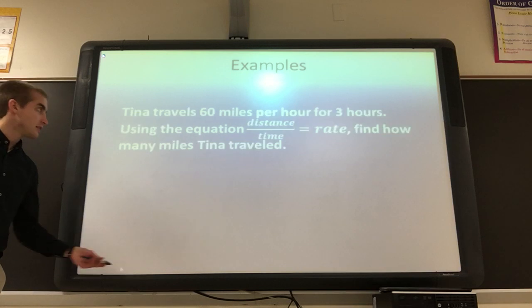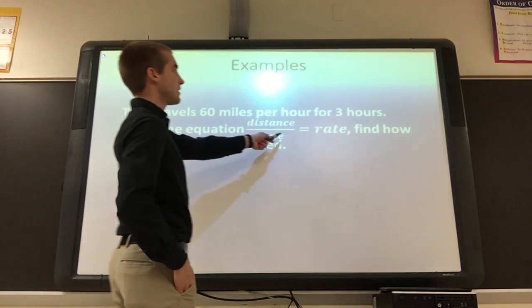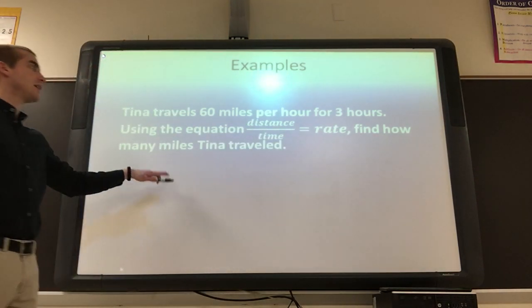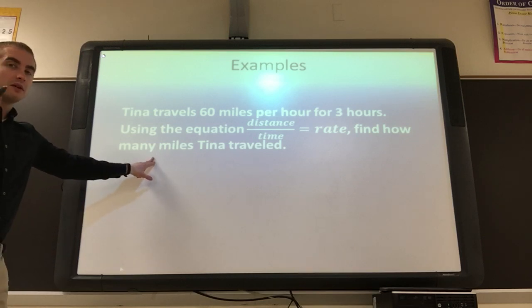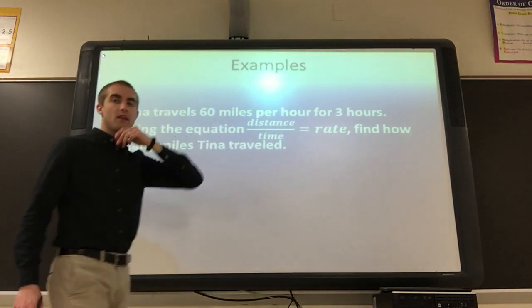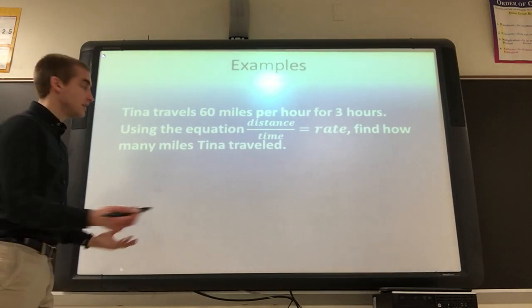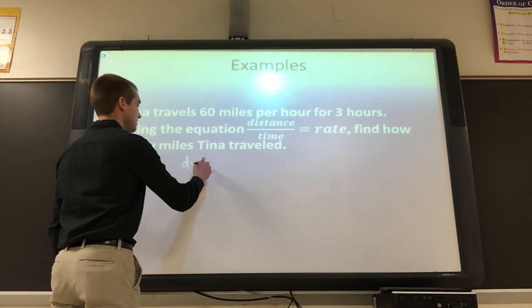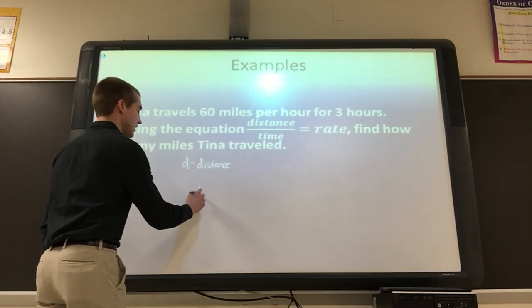All right, let's look at this next one. It says Tina travels 60 miles per hour for 3 hours. Using this equation, distance over time equals rate, find how many miles Tina traveled. So we're trying to find how many miles she traveled. The number of miles she traveled, is that the distance, the time, or the rate? The number of miles she traveled would be the distance. So we're trying to find distance, so we'll say that's D.